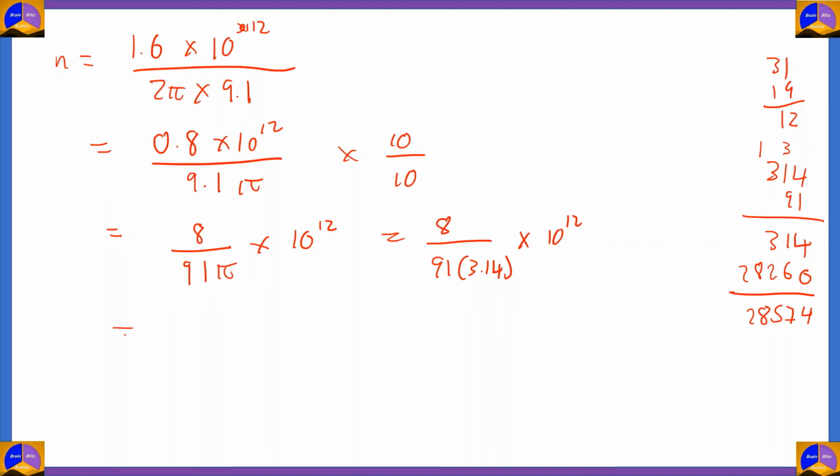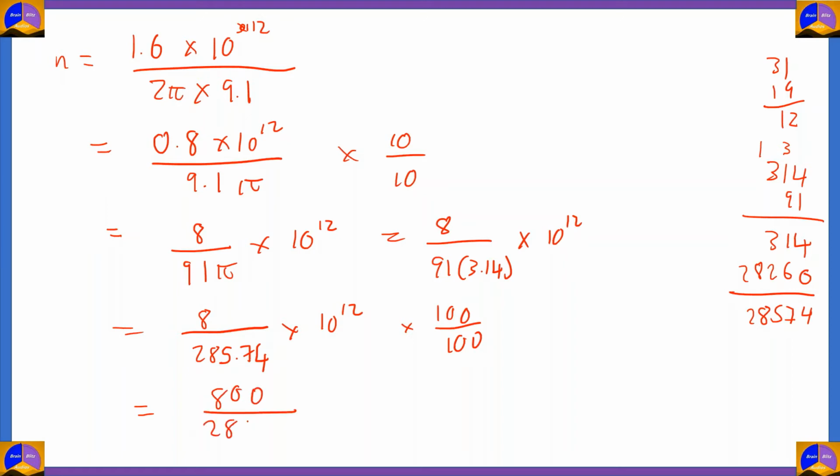So we will have n is equal to 8 divided by 285.74 into 10 raised to 12. Let's multiply both the numerator and denominator by 100. So we'll get 800 divided by 28574 into 10 raised to 12. That is equal to 8 divided by 28574 into 10 raised to 14.